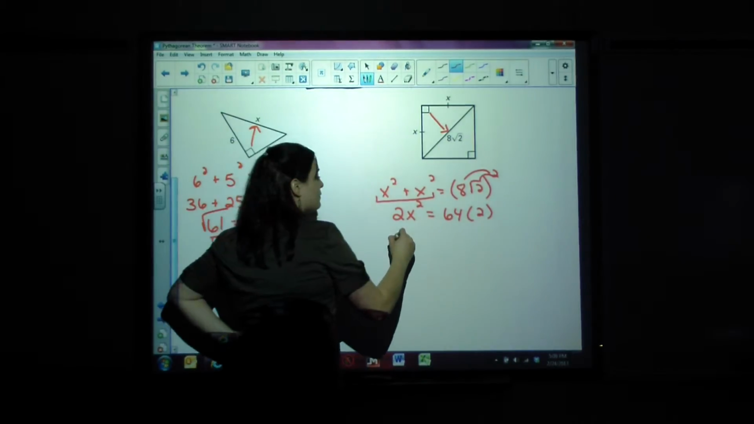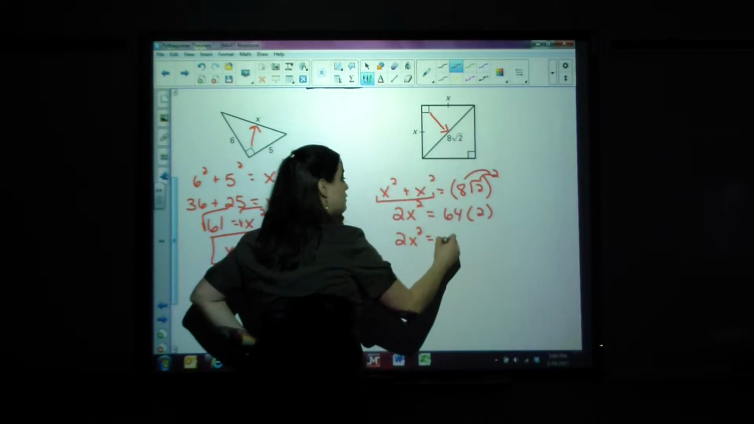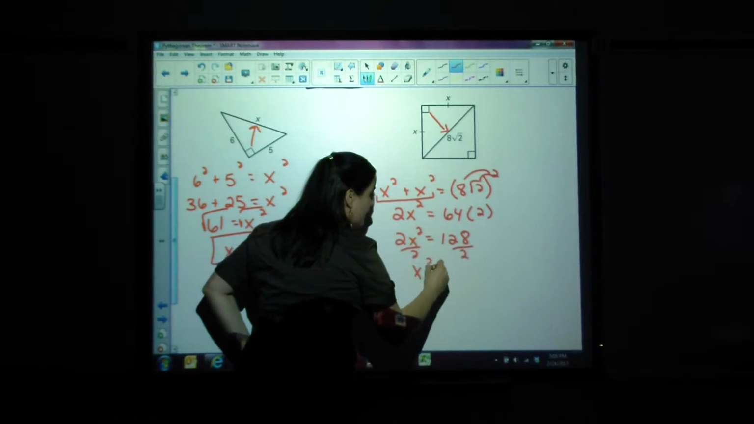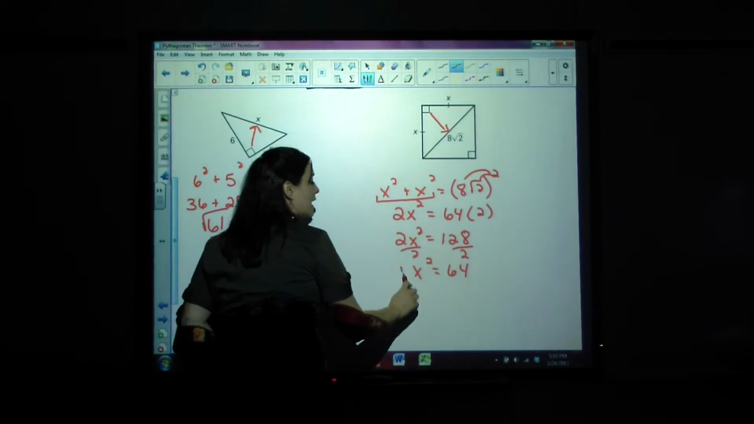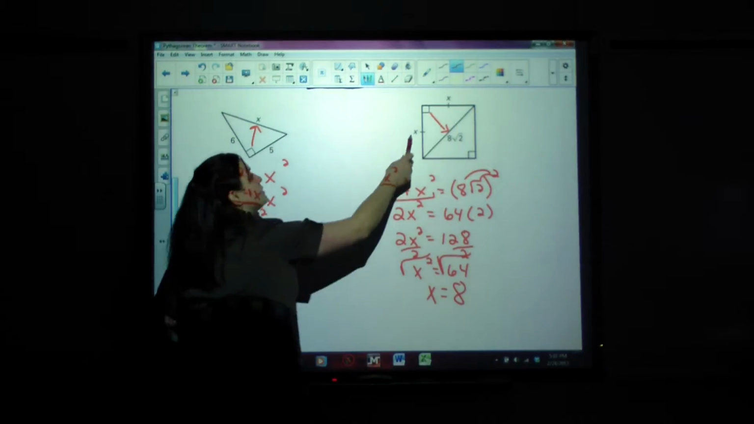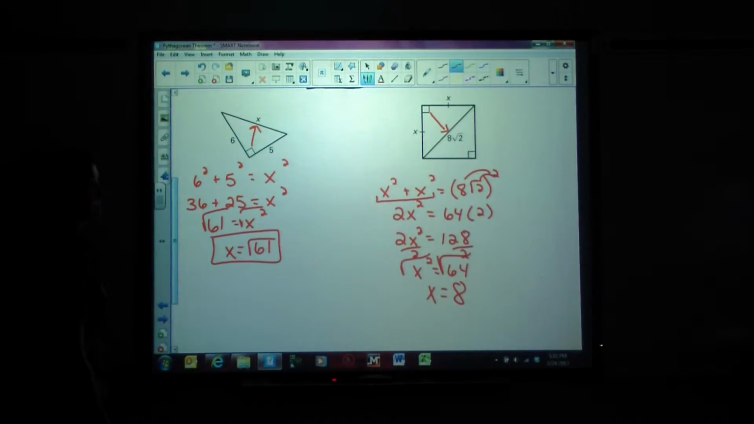Okay, so now we have 2x squared equals 64 times 2. So if we want to simplify, we can take 2x squared and set it equal to, well, 64 times 2 is 128. Divide by 2, we're going to be back at 64. X squared equals 64. And if we square root to get x all by itself, we get x equals 8. Meaning each side length is 8. They were the same in length this time. Alright, that's your Pythagorean theorem.